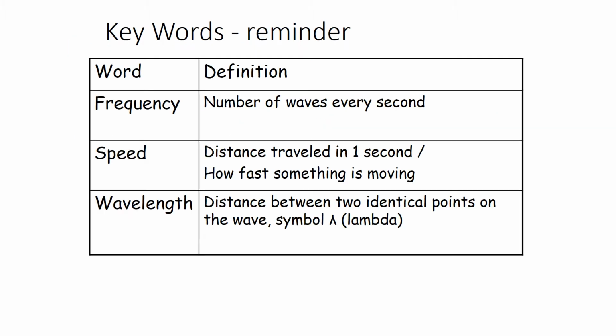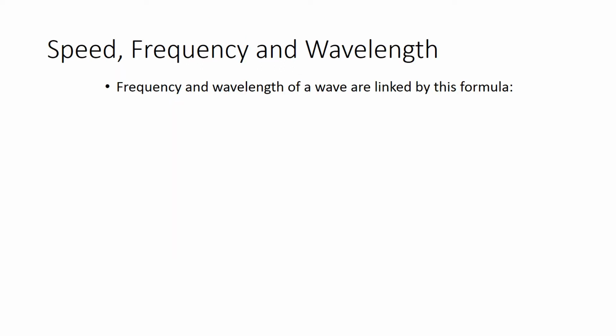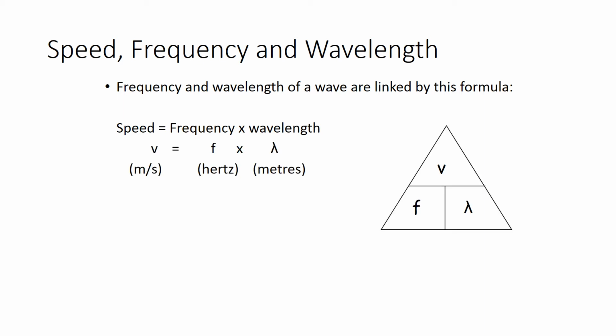Let's remind ourselves about what frequency is: the number of waves every second. Speed is the distance travelled in a second, or just how fast something is moving. And wavelength is the distance between two identical points on the wave, with the symbol lambda. And the relationship is, from the sheet, speed is frequency times wavelength. Speed, remember, is v, and frequency is f, lambda is the wavelength.